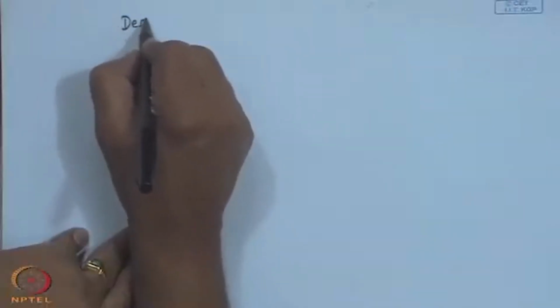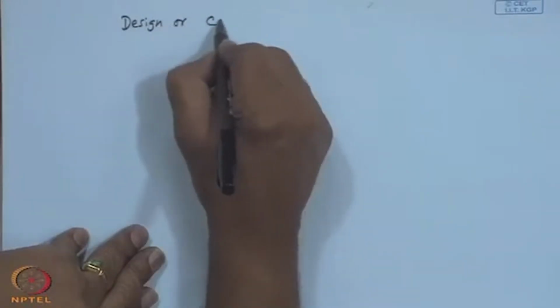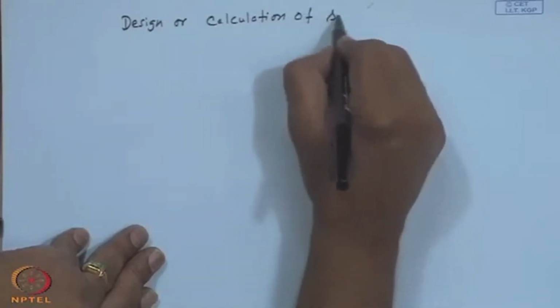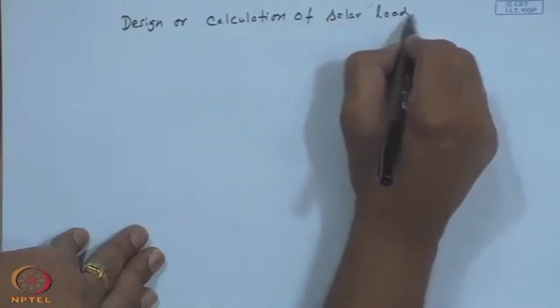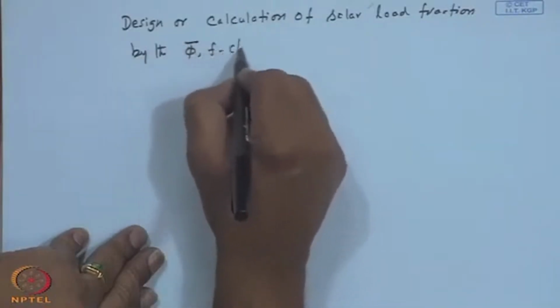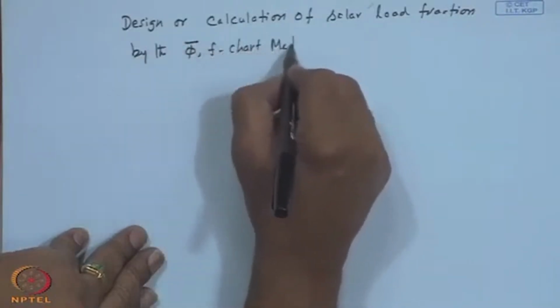So, we have gone through the steps in problem 6 or 5, whatever, where we were using the phi bar F chart method for calculating the process heating system. So, exactly the same sequence of calculations will be done. So, I would now say design or calculation of solar load fraction by the phi bar comma F chart method.